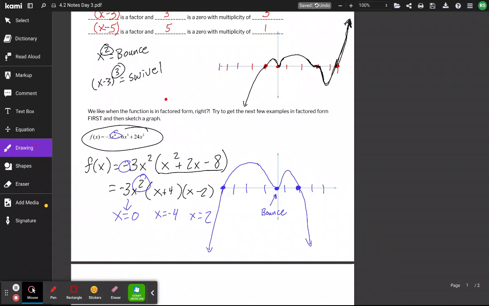Remember, we're not super particular about y values here. We are sketching the graph, focusing on our end behavior, and then our bounces and swivels as we pass through the function.